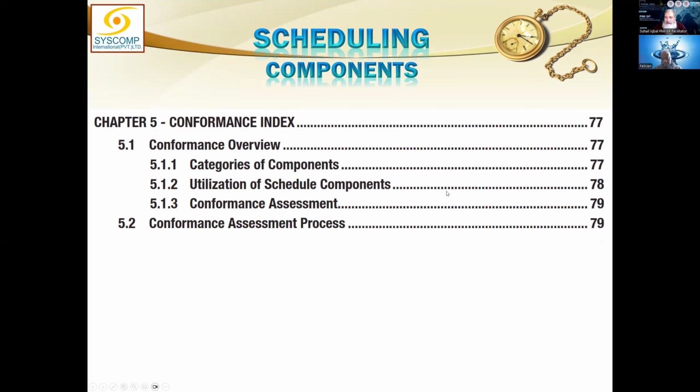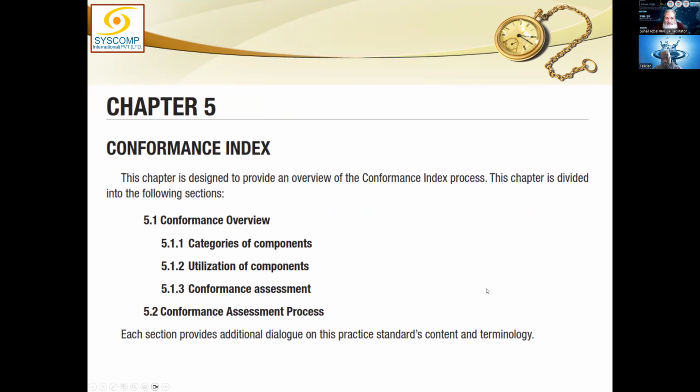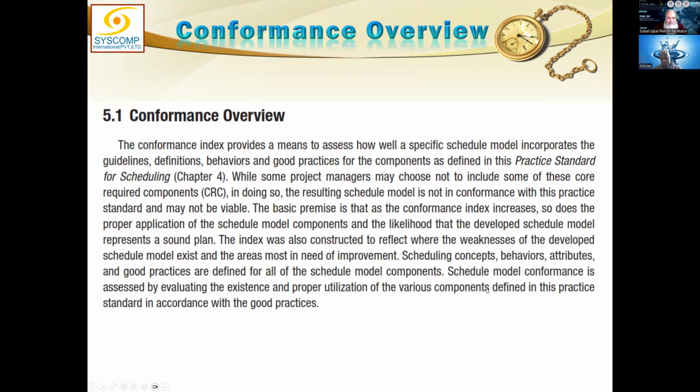How are we going to categorize? The conformance index we have to calculate will tell us whether our schedule is good enough or not. Conformance overview is categories of the components, utilization of schedule components, and conformance assessment, and ultimately the process of conformance. The method I'll show you first. Okay.